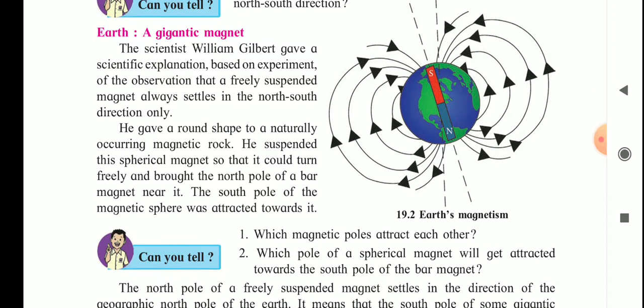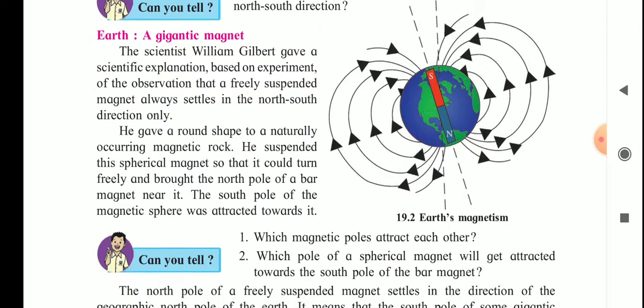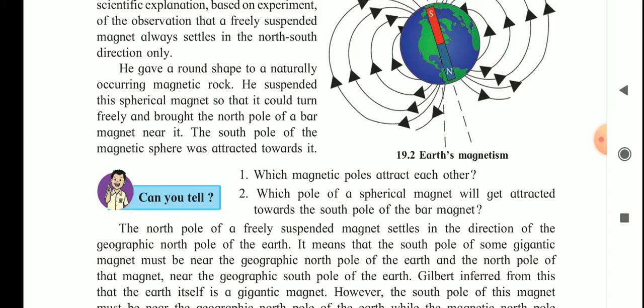So here in the figure, you can see that inside the earth there is a big bar magnet where the south pole of the earth's magnet lies towards the geographical north and the north pole of the earth's magnet lies towards the geographical south. So now we can say that unlike magnetic poles attract each other. Which pole of the spherical magnet will get attracted towards the south pole of the bar magnet? The north pole of the spherical magnet will get attracted towards the south pole of the bar magnet.